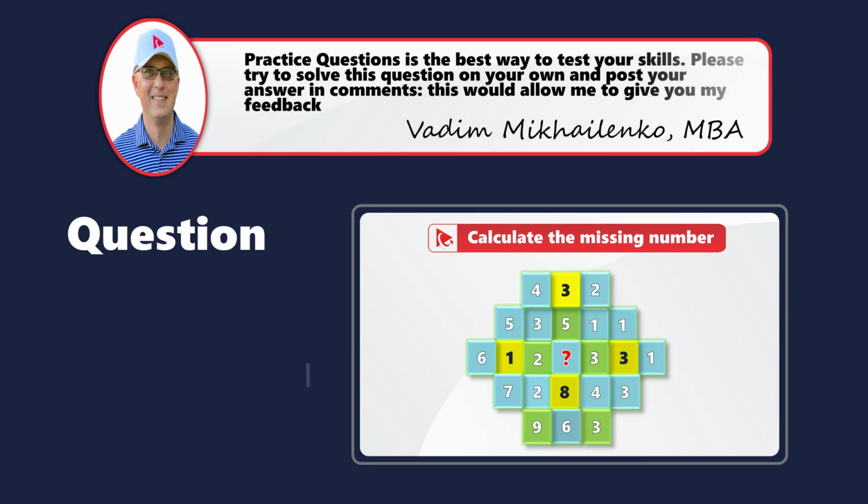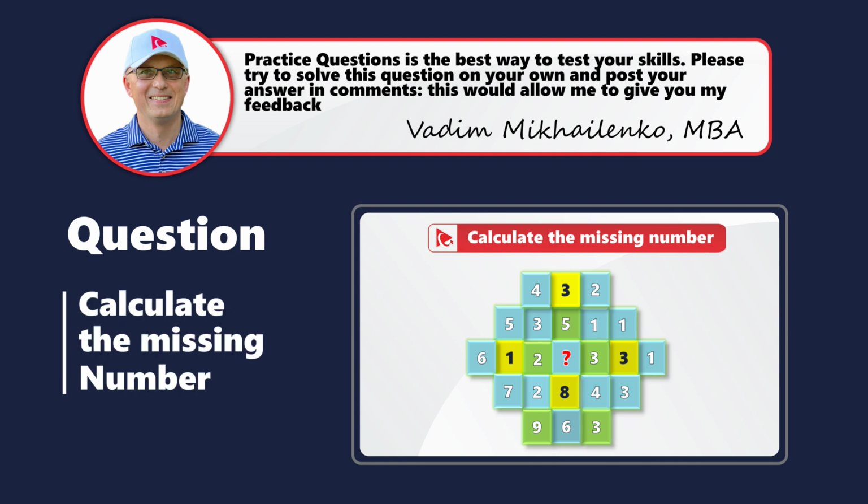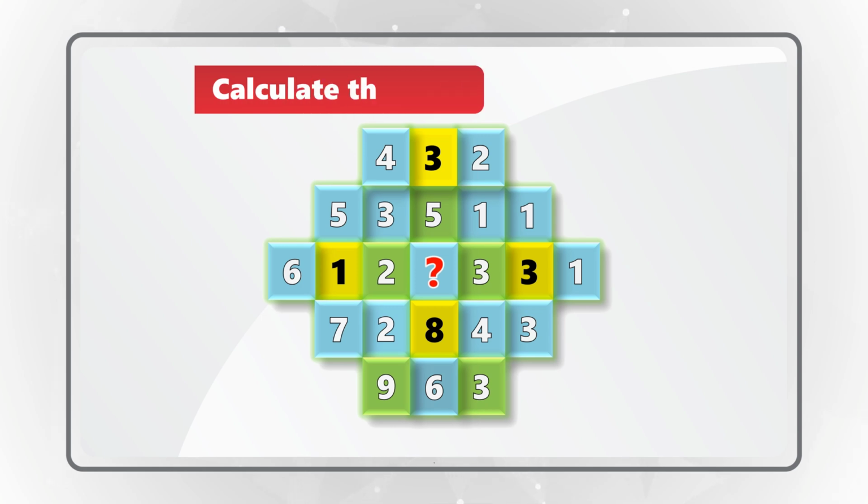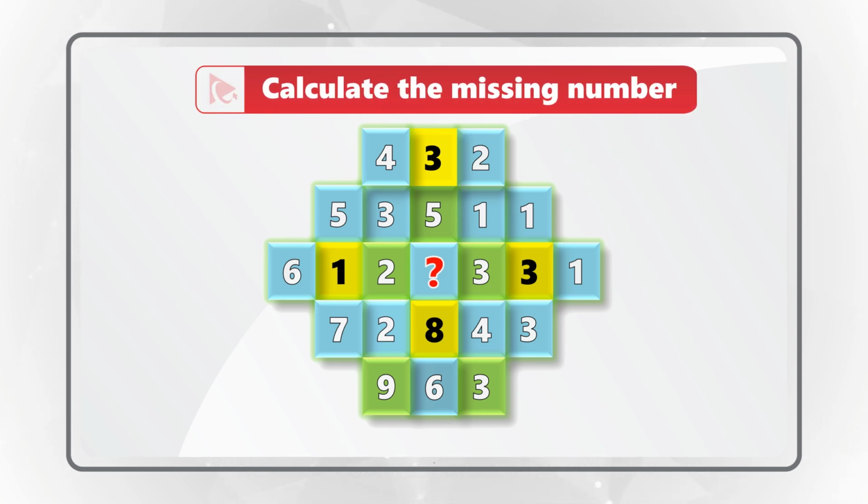And here's the practice question for you. In the practice question, I am not going to reveal the answer, but instead I am going to ask you to solve the question on your own and post your answer in comments. You're presented with an unusual shape. The shape is constructed from rectangle boxes. Each rectangle box has a number inside.